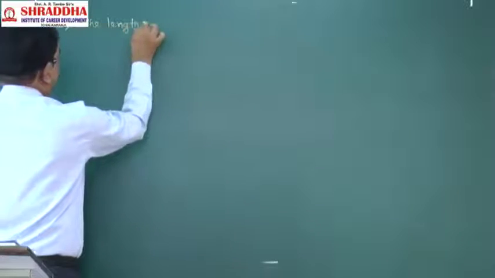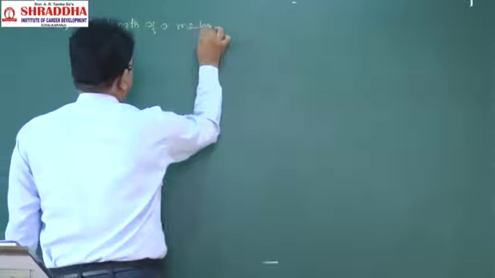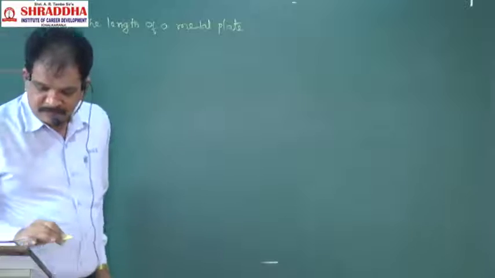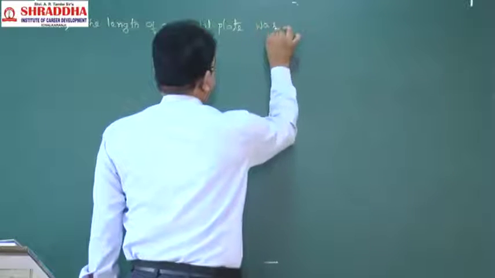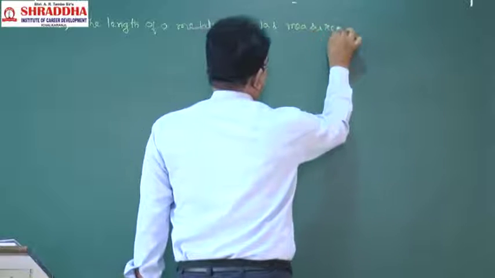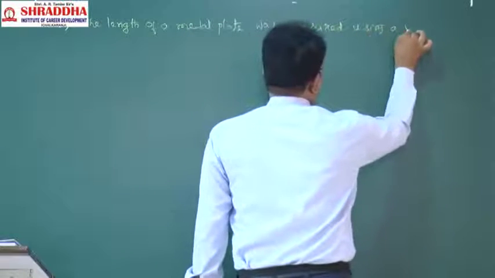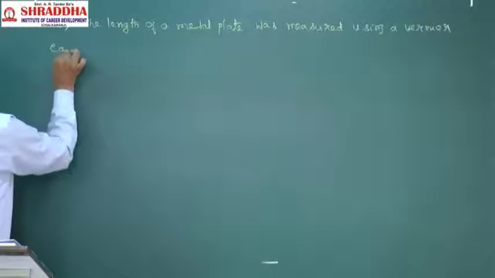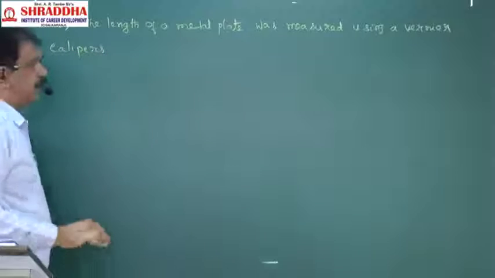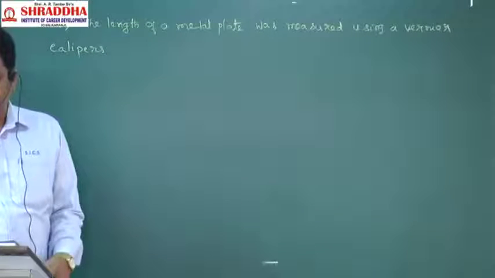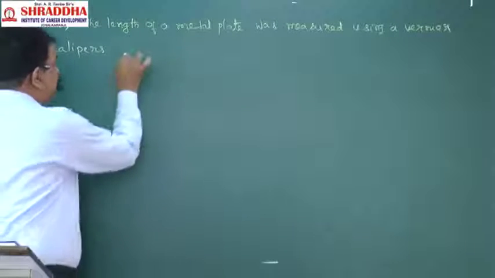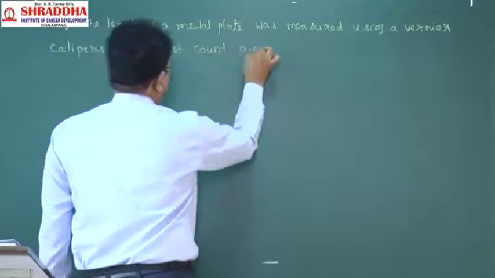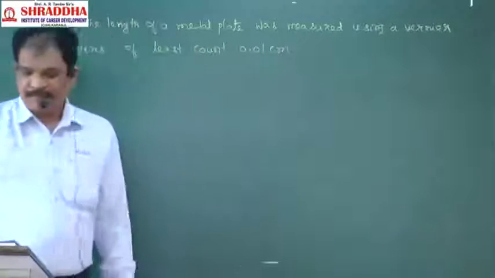The length of a metal plate was measured using a vernier calipers of least count 0.01 centimeter.